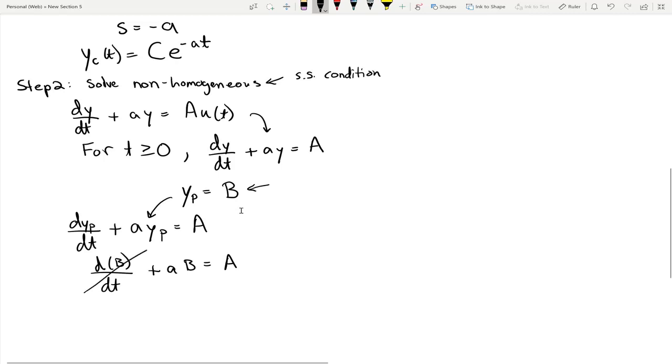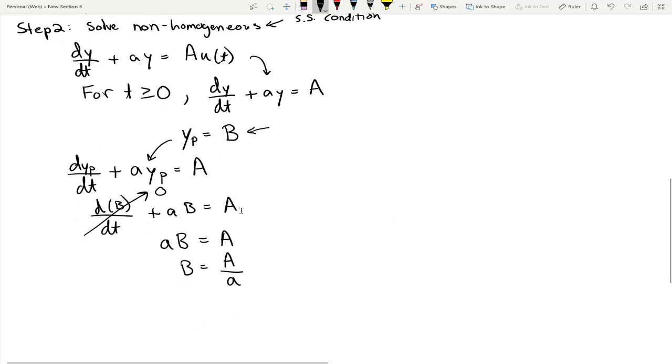Now because b is a constant, that derivative becomes 0. So I have a b equals capital A, so b must be equal to capital A over little a. In a real problem, these would be numbers, and I would plug those numbers in. We'll do an example here in a little bit.